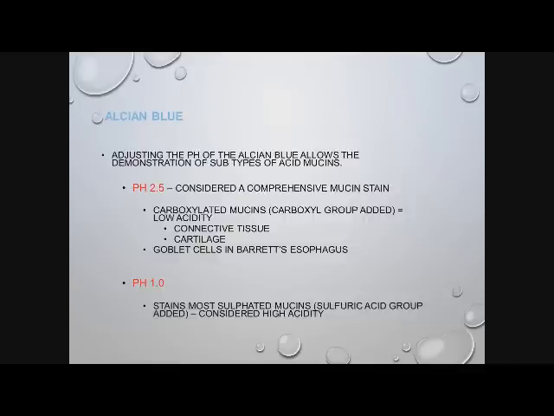Well, the 2.5 is considered a comprehensive mucin stain because the carboxylated mucins, which means they simply have a carboxyl group added and are low in acidity, appear and occur more than the sulfated mucins. This will stain connective tissue, cartilage, goblet cells, and Barrett's esophagus. And at 1.0, it stains most sulfated mucins, which are considered high acidity. 2.5 stains simple, and 1.0 stains complex acid mucin.